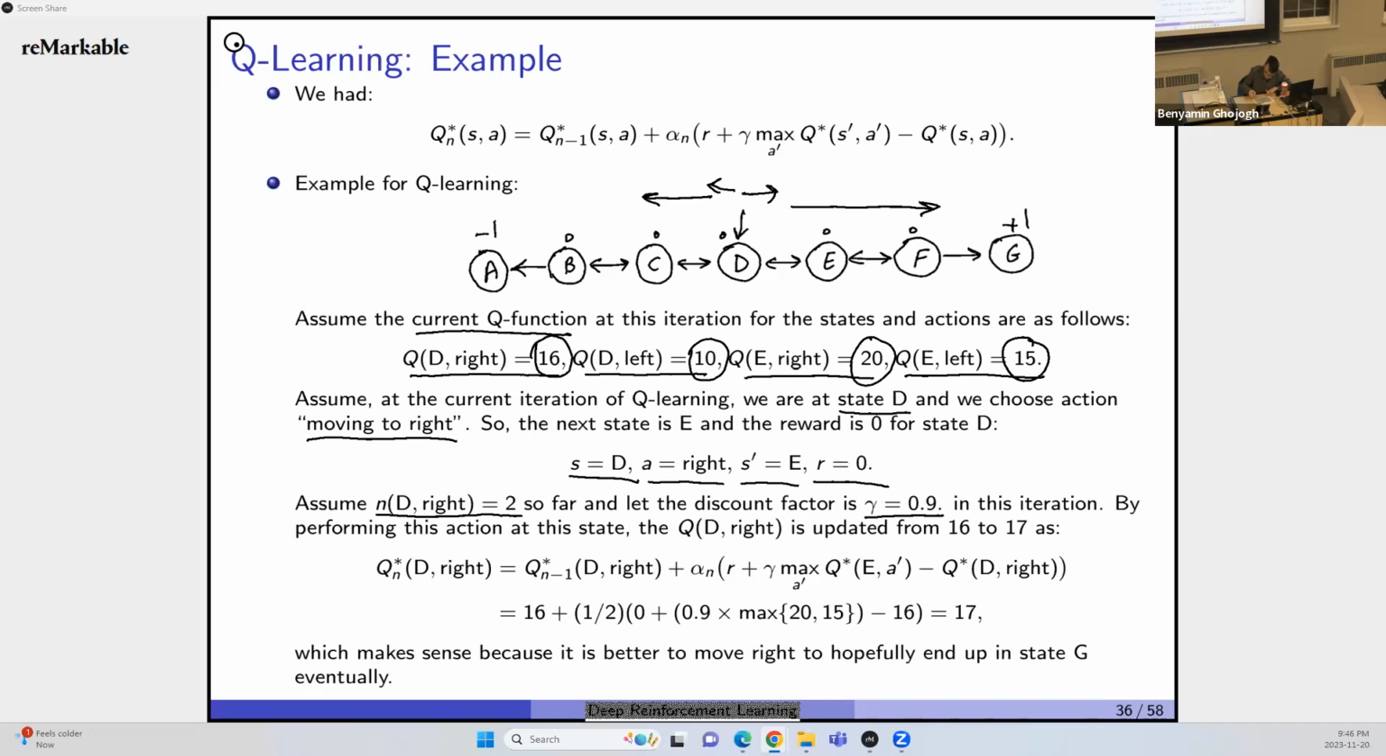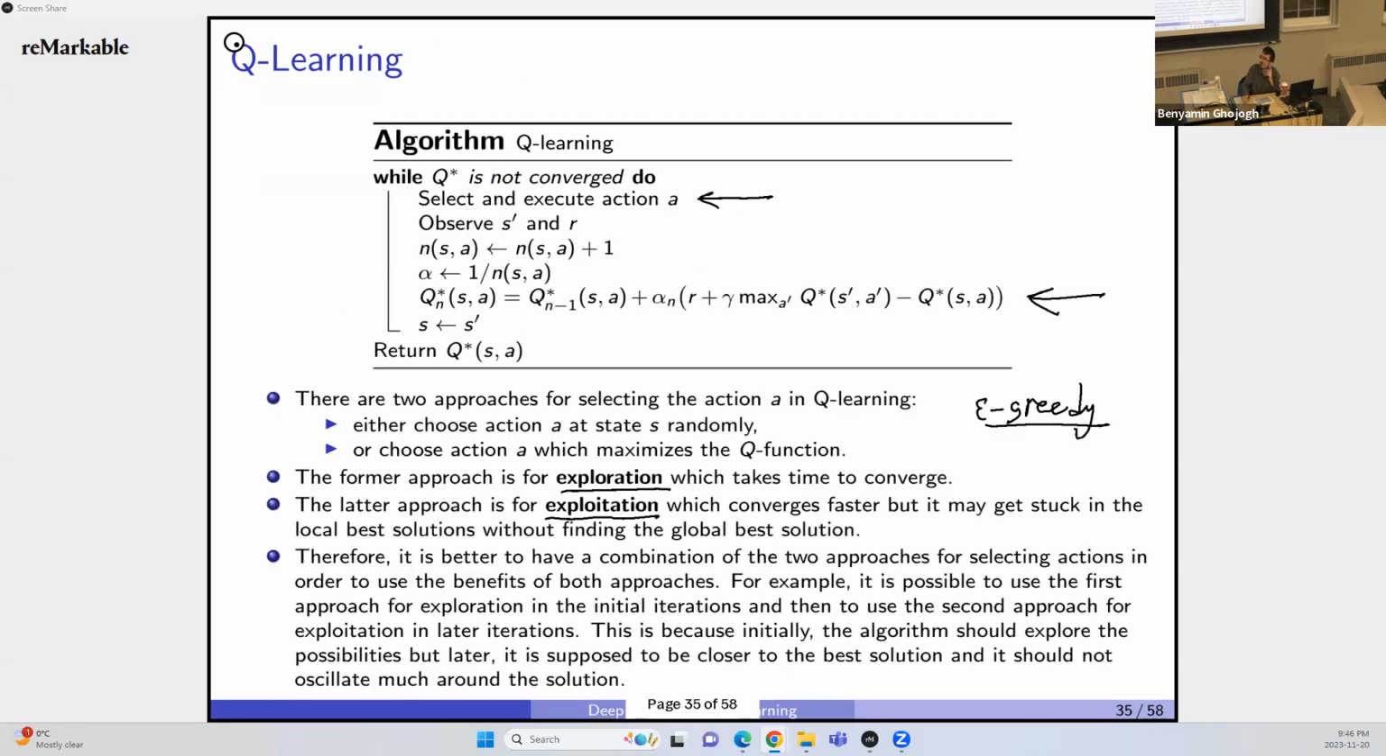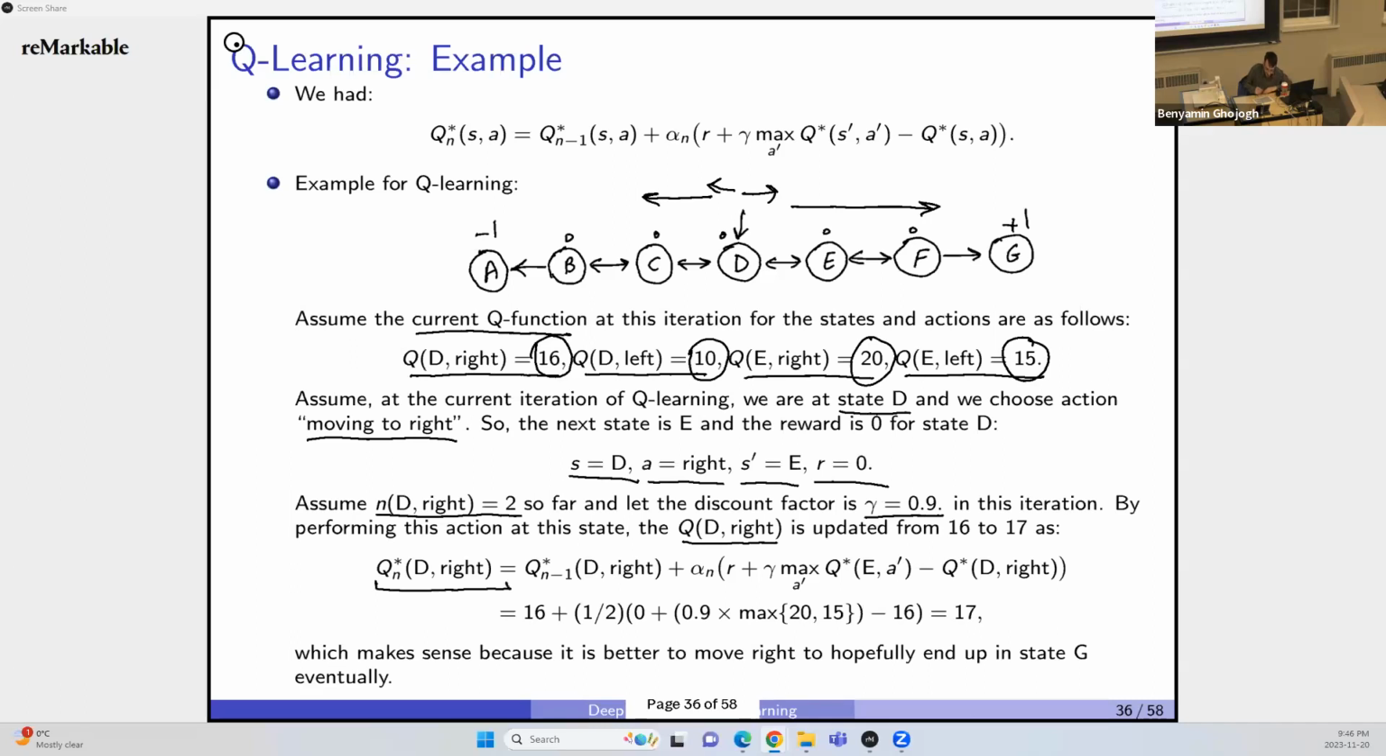Then in this situation, by performing this action at this state, what happens to Q of D and right? Do you remember? In Q learning, I'm doing this step. So let's update that. Q of D and right becomes the previous Q of D and right. What was the previous Q of D and right?